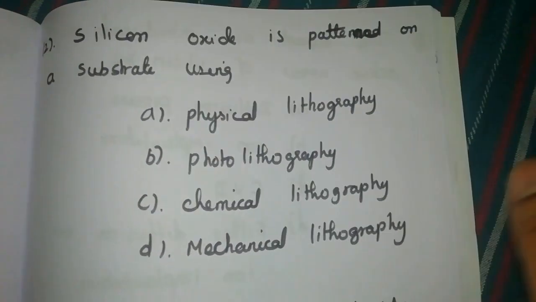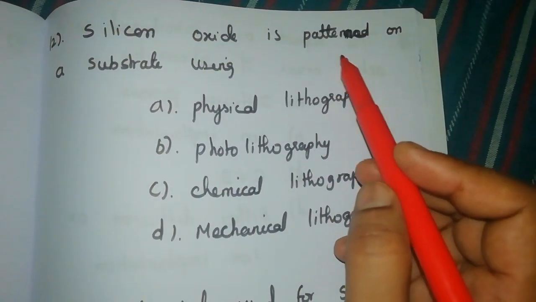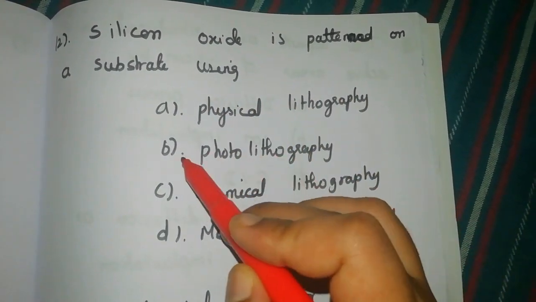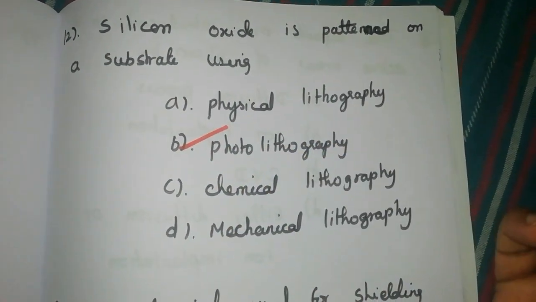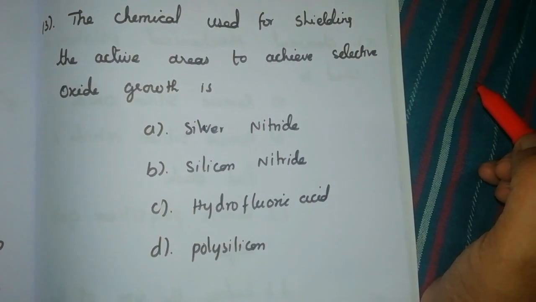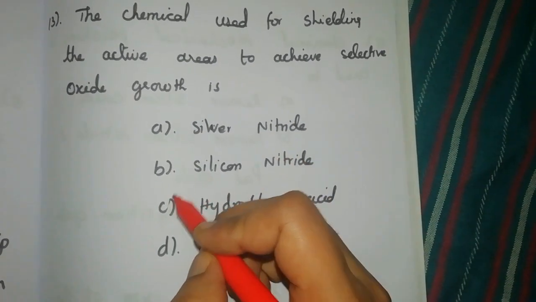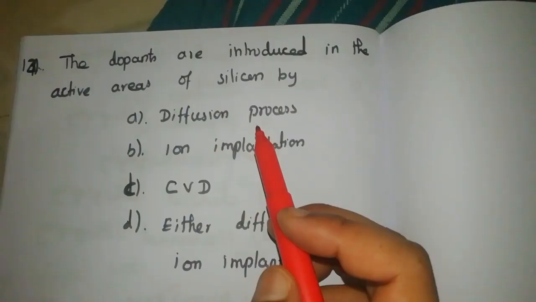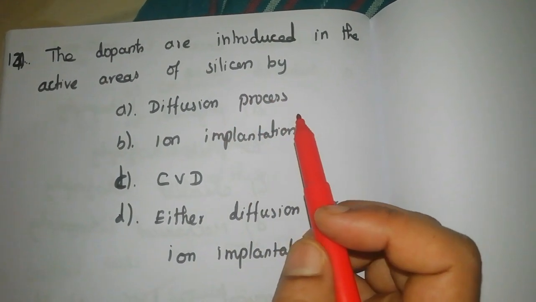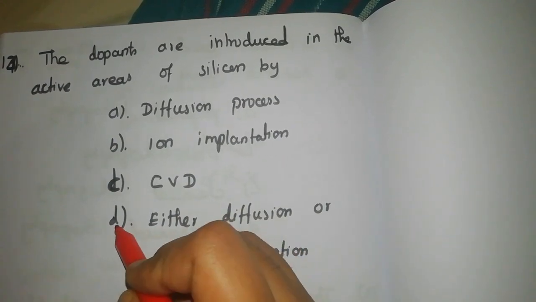Next question, silicon oxide is patterned on the substrate using photolithography. So here the answer is B. The chemical used for shielding the active areas to achieve selective oxide growth is silicon nitride. So here the answer is B. The dopants are introduced in the active areas of silicon by either diffusion or ion implantation. So here the answer is D.